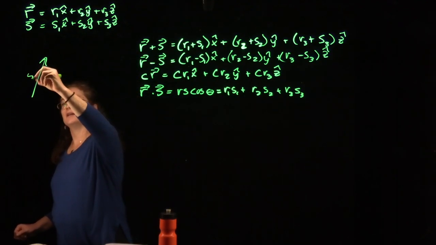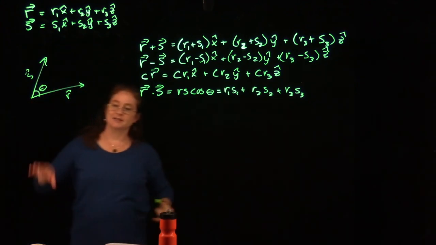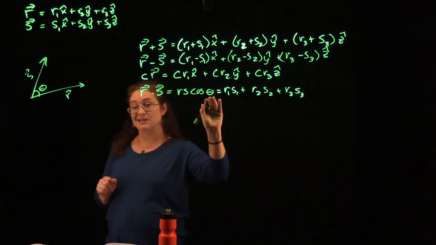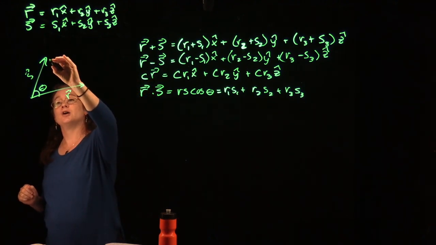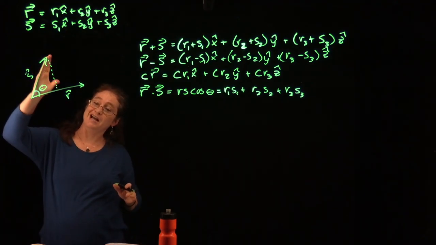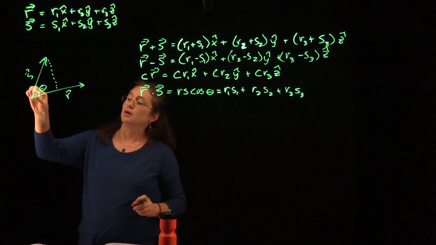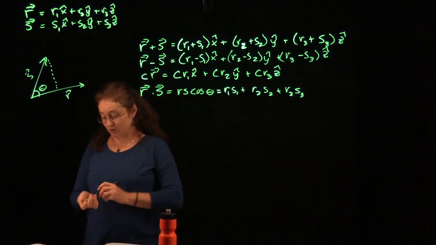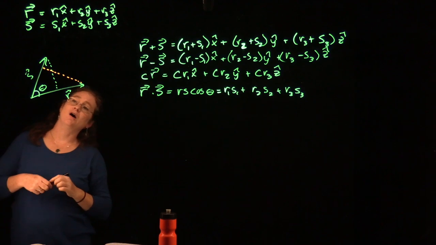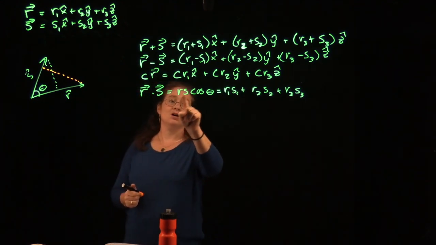If this is S and this is R, the angle between them is theta, and the dot product is the magnitude of R times the magnitude of S times the cosine of theta. So the dot product is the projection of S into the R direction. So how much of S is pointing in the R direction times the magnitude of R. You can also define it the opposite way: the projection of R onto the S direction times the magnitude of S. So it is RS cosine theta.